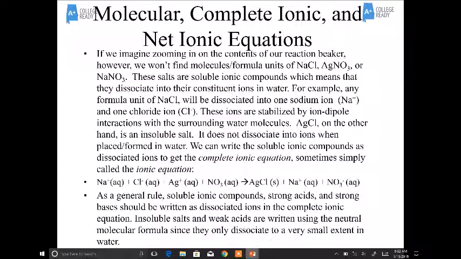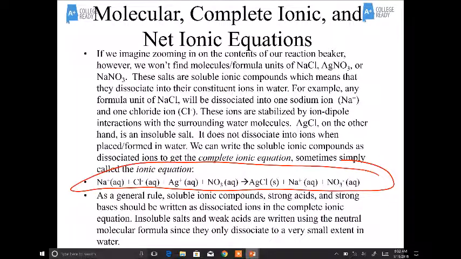So when we're writing a complete ionic equation, we're going to take any compounds that are aqueous and dissociate those into their ions. And we can see that here. So we broke sodium chloride up into Na plus and Cl minus. We broke silver nitrate up into Ag plus and NO3. There should be a minus right here. We broke sodium nitrate up into Na plus and NO3 minus. Silver chloride, since it's an insoluble salt, does not get broken up.